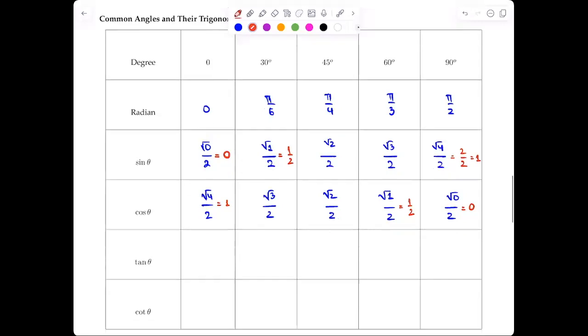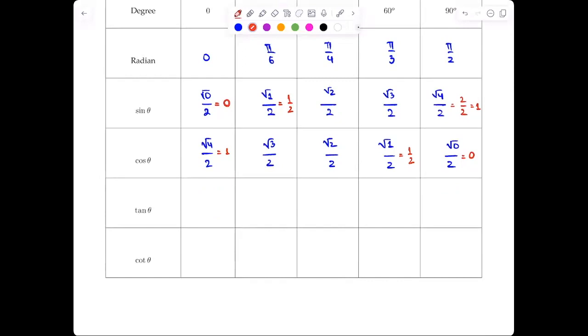Good? All right. So for tangent and cotangent, unfortunately, you have to do the calculations. But if you memorize this, or know how to do the trick on the sine and cosine ratios, it would be easier to calculate tangent and cotangent. Okay. So for tangent, you have sine over cosine. So that is 0 over 1. 0 over 1 is 0. Good. For tangent of 30 degree angle, you have 1 half divided by square root of 3 over 2. You have to do a calculation. And this gives you 1 over root 3, or root 3 over 3. Here's tangent of 45 degrees, square root of 2 over 2 divided by square root of 2 over 2, which is 1, and so on and so forth. Okay, so that's the calculations.